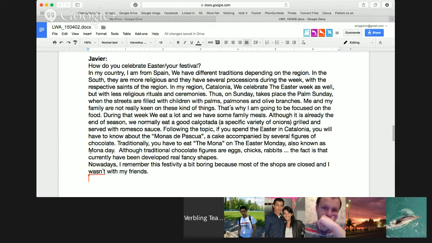Although it's already the end of season, we normally eat a good calçotada, a specific variety of onions, grilled and served with romesco sauce. Following the topic, if you spend the Easter in Catalonia, you will have to know about the Mones de Pascua, a cake accompanied by several figures of chocolate. Traditionally, you have to eat the Mona on the Easter Monday, also known as Mona Day. Although traditional chocolate figures are eggs, chicks, and rabbits, the fact is that currently real fancy shapes have been developed. Nowadays, I remember this festivity a bit boring because most of the shops are closed and everything.